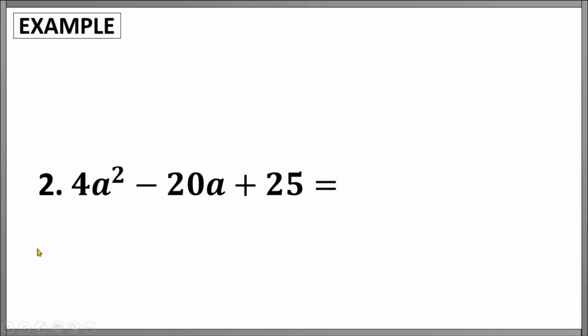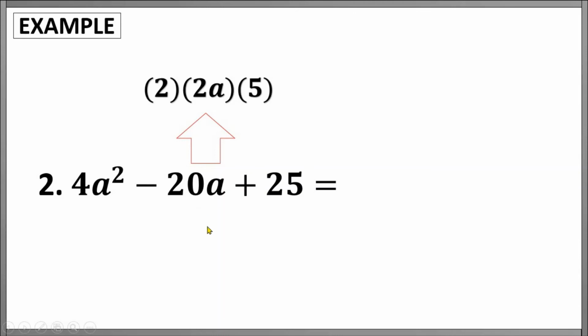Next, we have 4a squared minus 20a plus 25. Let us check if it is a perfect square trinomial. 4a squared is a perfect square, as well as 25. The middle term is the same as 2 times the square root of 4a squared, which is 2a, times the square root of 25, which is 5. Multiplying this, we will have 20a.